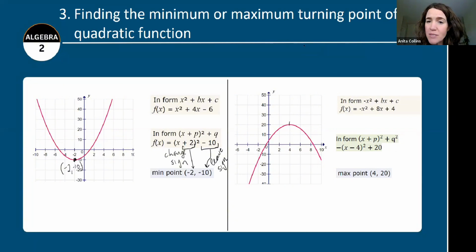It's a maximum instead of a minimum, and it's here at 4, 20, and we have the second part of the bracket, change sign. The -4 in the bracket tells us that it's a +4 in the turning point, and leave the sign here. The plus 20 in the algebra part of this function is a +20 in the turning point. So here we've got a maximum turning point.